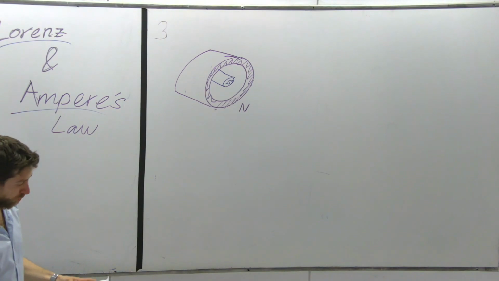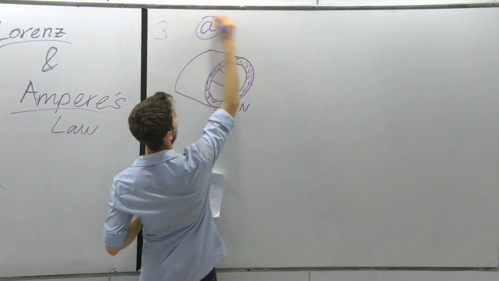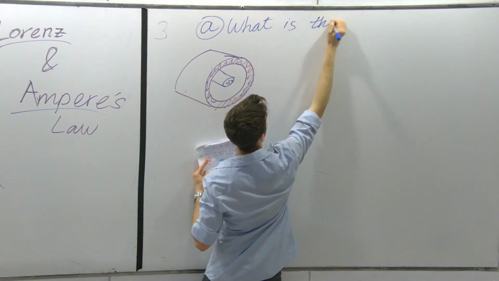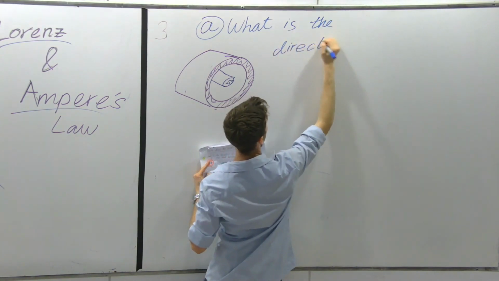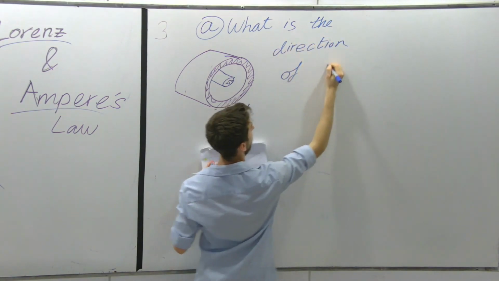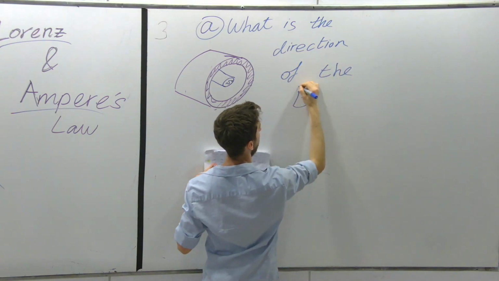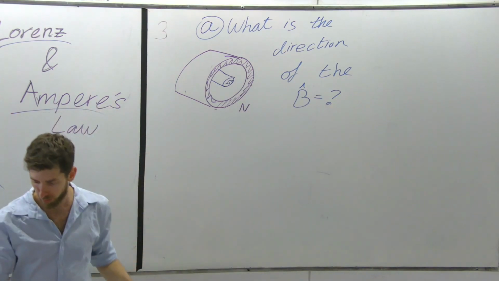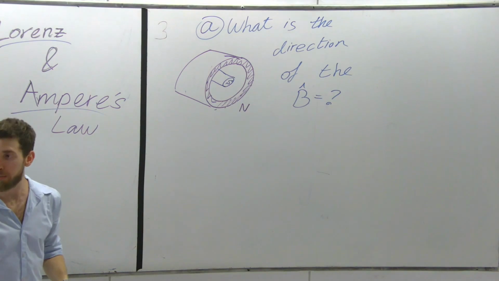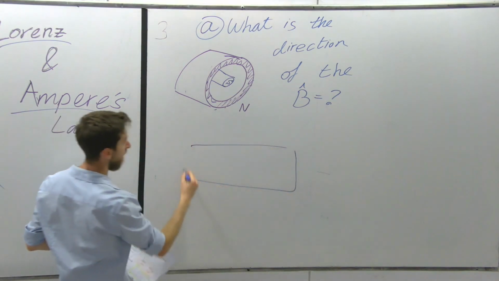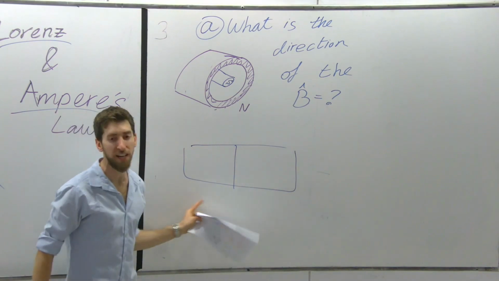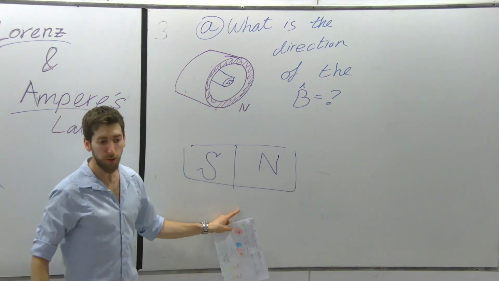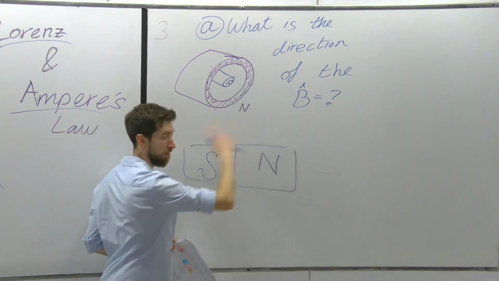And my question to you is, let's look here. What is the direction of the magnetic field? If we're looking at a bar magnet that you can buy in a store, we know it's divided into two poles, right? We have the north pole and the south pole, right? And how the magnetic lines curve around it.